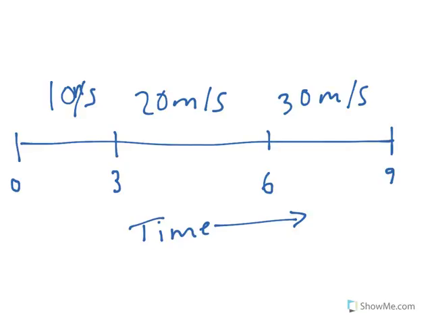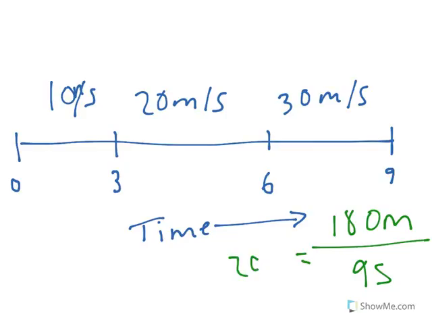First, we need to know the total distance that the car travels. In this case, that's 180 meters. We'll learn to calculate this later. Second, we need to know the total time that the traveling occurred, which in this case is 9 seconds. We set up a fraction like this, and then divide. Here we can see that 180 over 9 is 20, so the average speed, or velocity in this case, is 20 meters per second.